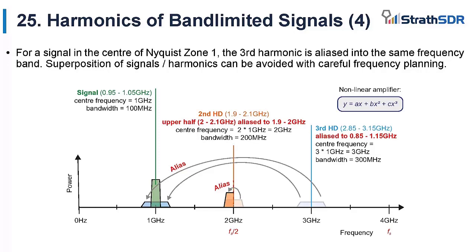With this example in mind, we can start to see the motivation for careful frequency planning. Choosing the sampling rates more carefully might have allowed us to manipulate the positions of the harmonic bands so that there was no superposition.